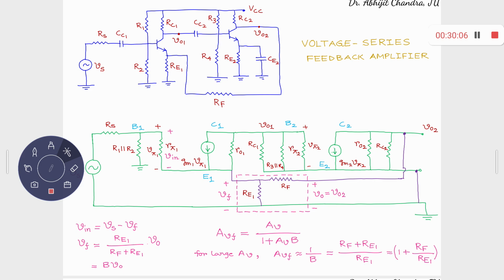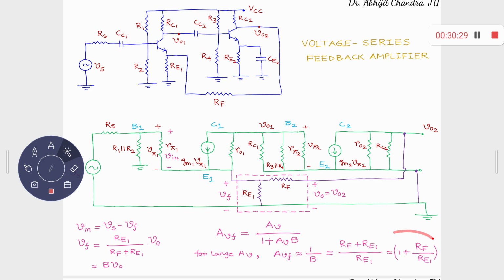You get 1 there and then 1 by AV plus B. So 1 by AV will become 0, leaving 1 by B. So ultimately, what is B? B is given by RE1 by RF plus RE1. So what is 1 by B? RF plus RE1 by RE1. Therefore, ultimately the gain is given by 1 plus RF by RE1.